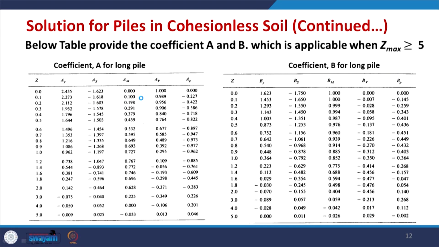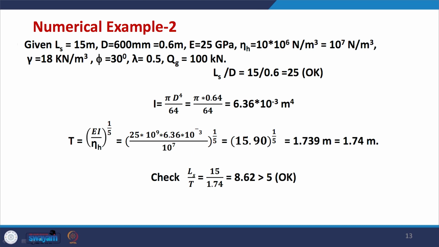And what is the given data here? Given Ls, that is the maximum length of pile, is 15 meter, D is 600 mm which is equal to 0.6 meter and E is 25 GPa and eta H is given here 10 to the power 7 Newton per meter cube. Gamma, phi and lambda are given here and QZ is 100 kilonewton. So, these are all the data given in this.